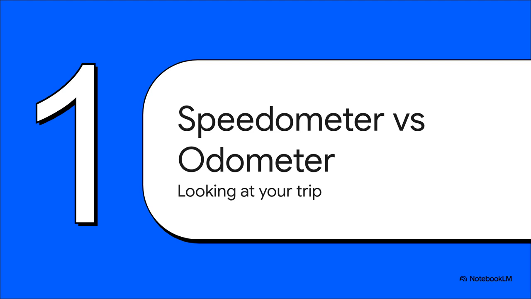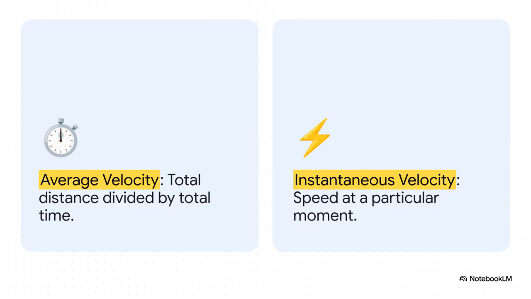All right, Section 1. Speedometer versus odometer. 2 ways to look at your trip. To answer that traffic jam question, we really have to look at how we measure our trips. And we're not just talking about the dials on a dashboard here. These represent 2 fundamentally different ways of analyzing motion in physics.